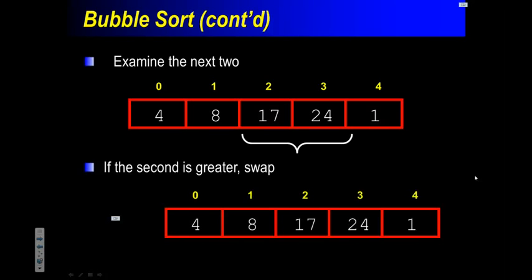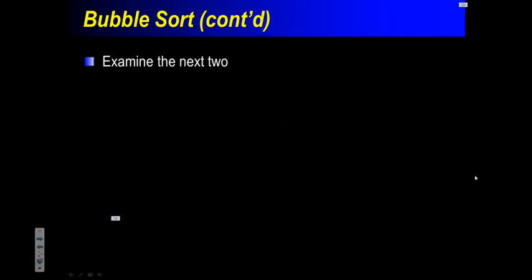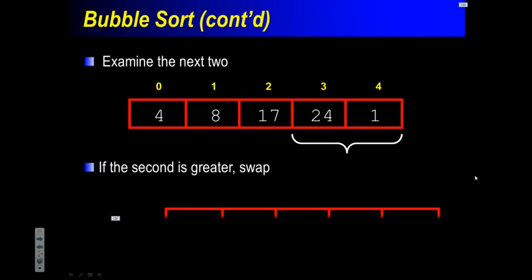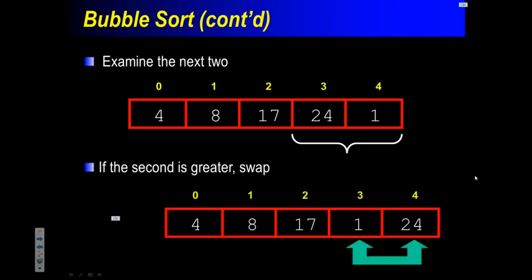But then when it goes to the next two, 24 and 1, those will get swapped. Okay, so they'll get switched around. Now it has gone through the entire array. It's looked at each pair as it went through. It's not sorted yet, but it's closer to being sorted. So what it's going to do is repeat that process. It's going to go through the array again and continue to swap items.